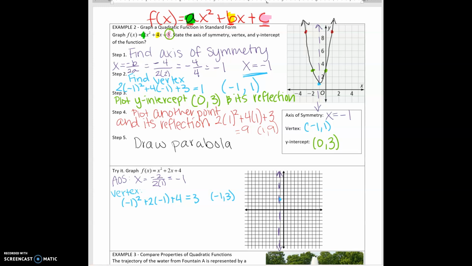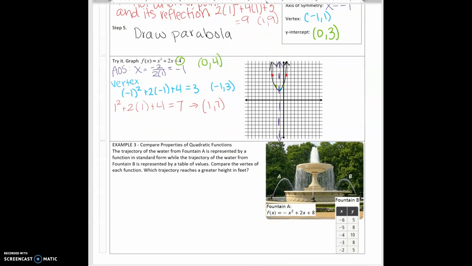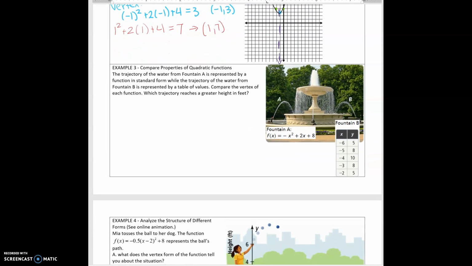Do the next step, plotting the y-intercept 0, 4, and its reflection on the other side, over one more. There you go. And find another point and its reflection. So I plugged in 1, found that point and its reflection, and then I drew the parabola. Okay, so then that is that one. If you have any questions, please email Miss Holstad and I.